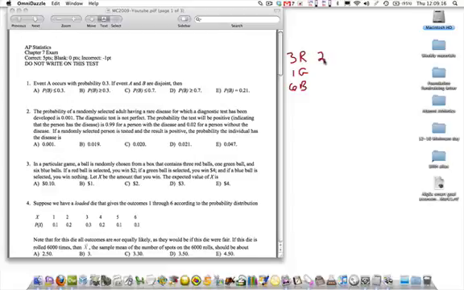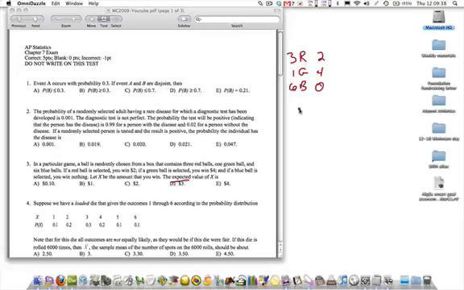If you get the red, you win $1 or $2. If you get the green, you get $4. If you get the blue, you get no dollars. Okay? What's the expected value of X? When you see the word expected, what do you think of? Average, mean, mu. Yes, you're right. So let's go ahead and figure this out.